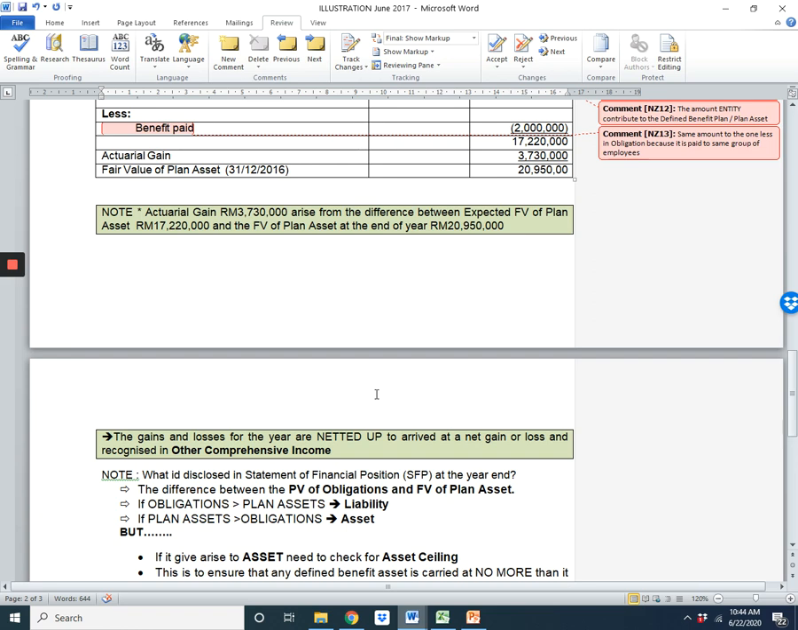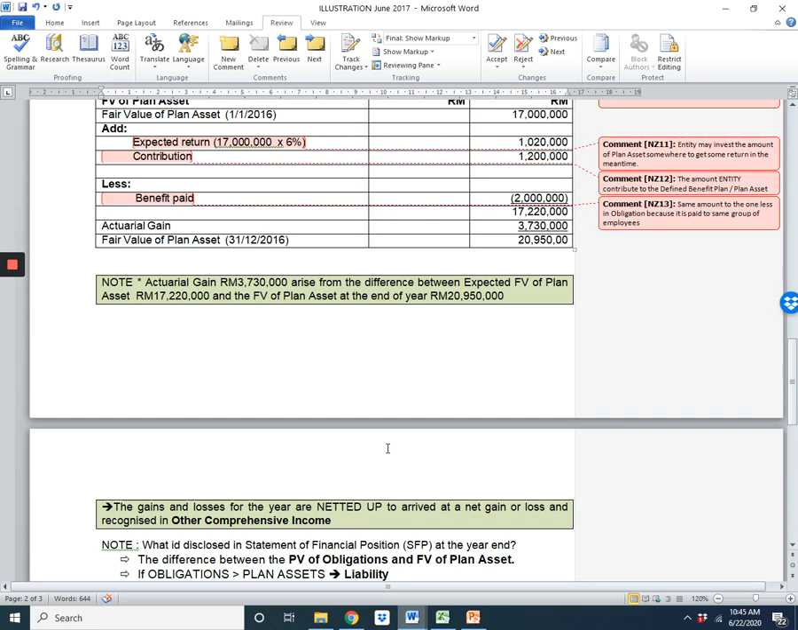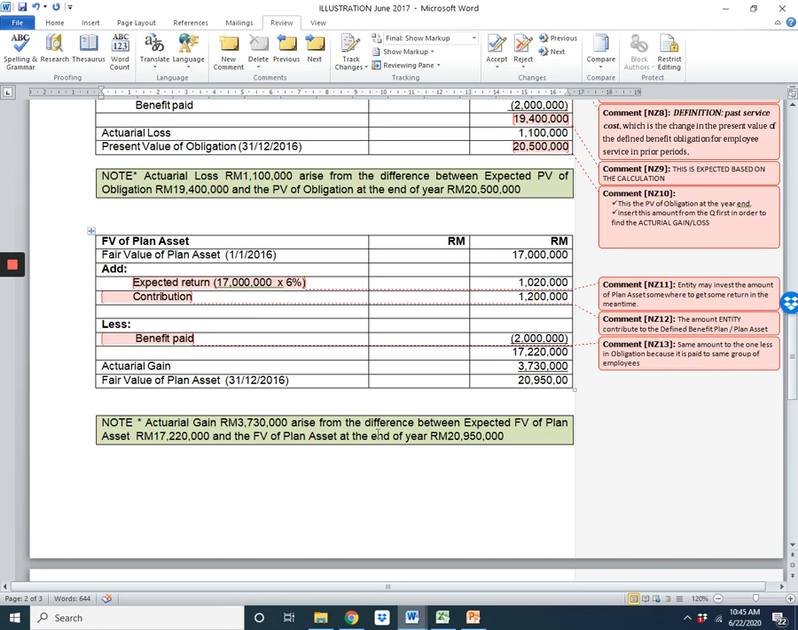So what do you show? Notes dekat sini. Okay. What is disclosed in statement of financial position is only the difference between present value of obligation and fair value of plan asset. You bandingkan obligation dengan asset. Kalau obligation lebih besar, nilai tersebut akan berada bawah liability. Kalau plan asset lebih besar daripada present value of obligation, dia akan masuk dalam asset. Kita tak tulis satu-satu, kita tak tulis asset, kita tak tulis obligation, kita tulis net amount sahaja.